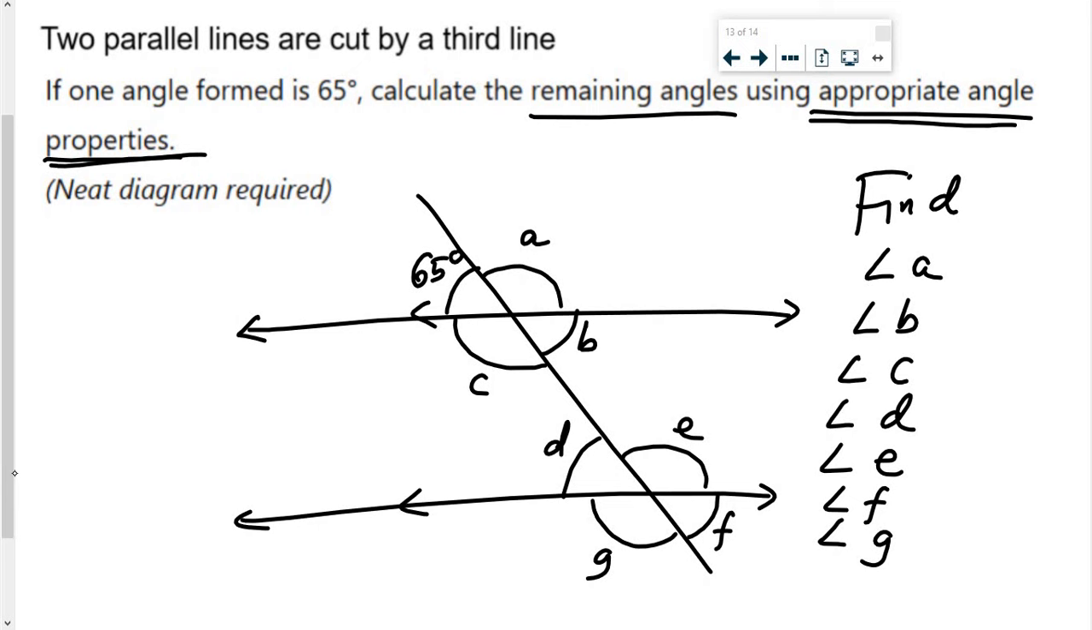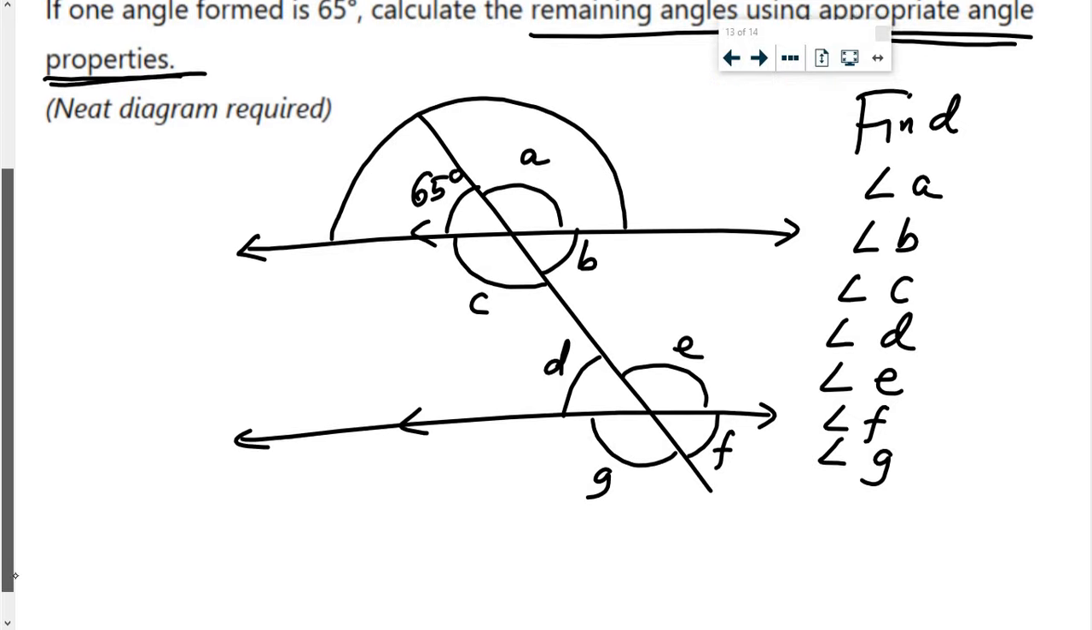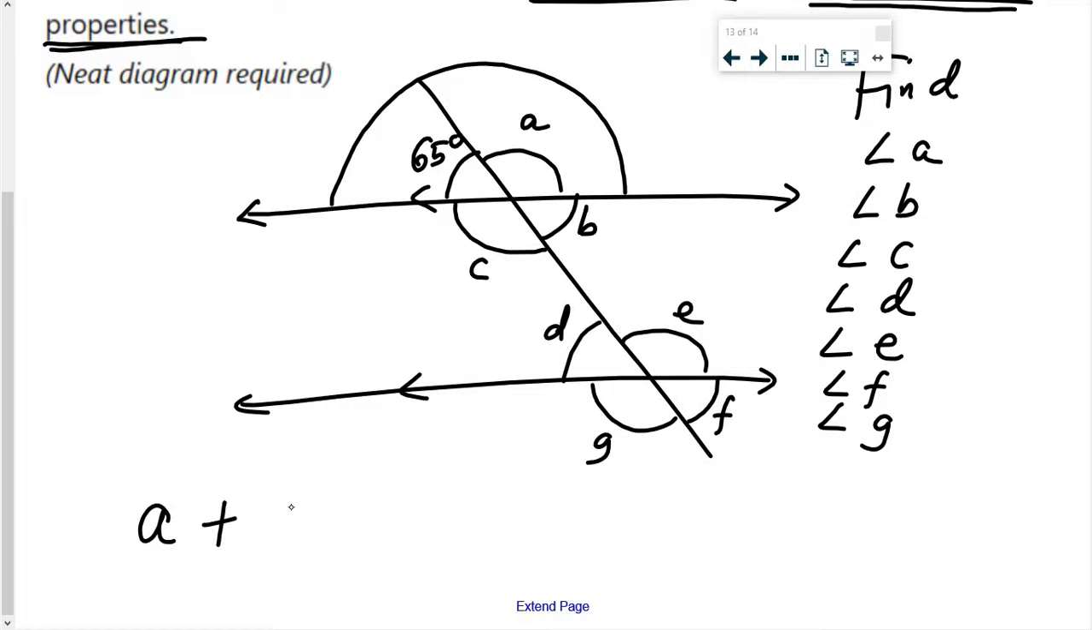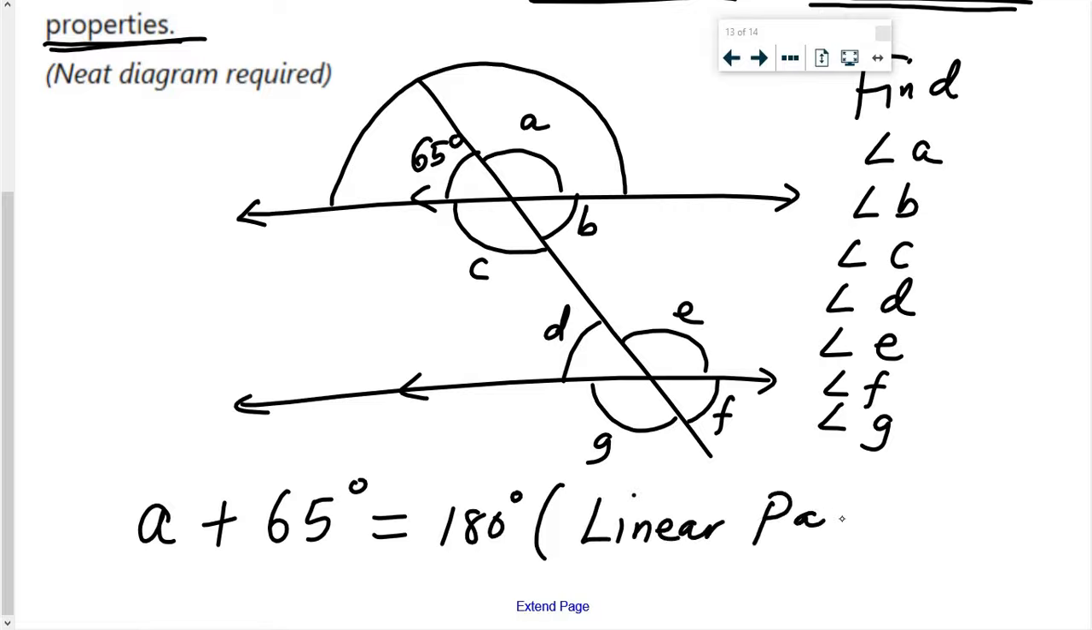First one, linear pair property. Can you see that? I can calculate A by using linear pair property. Angle A plus 65 equals 180 degrees. What is this? Linear pair property.